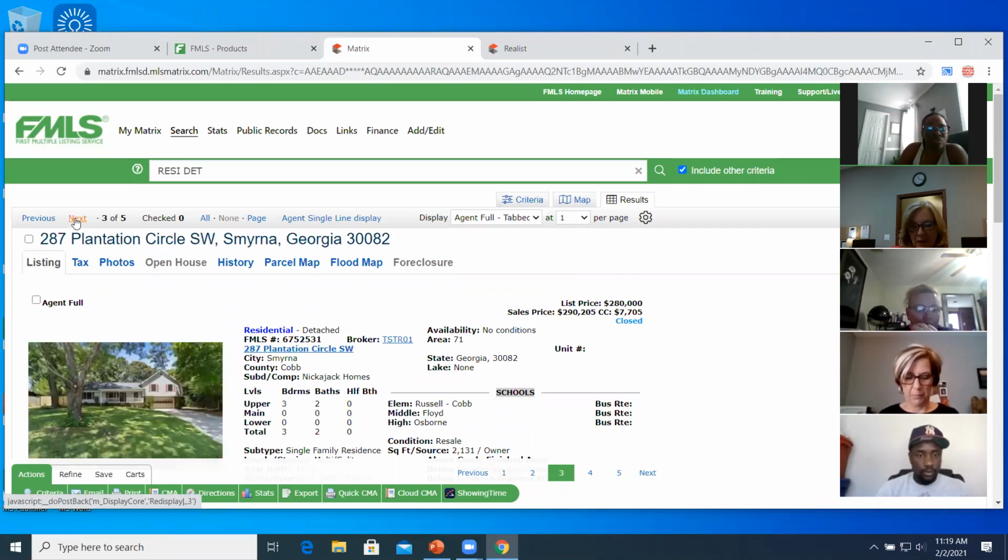All right, here's another property in Smyrna. This one sold for $290. They listed it at $280, and the seller paid $77. See this up here where I'm looking over here? Seller paid some closing costs, so they pretty much added for some closing costs and other things probably. And obviously it appraised.